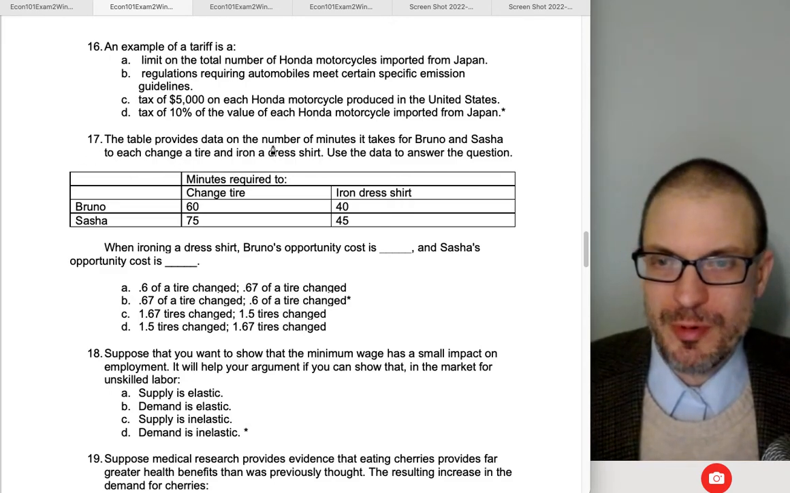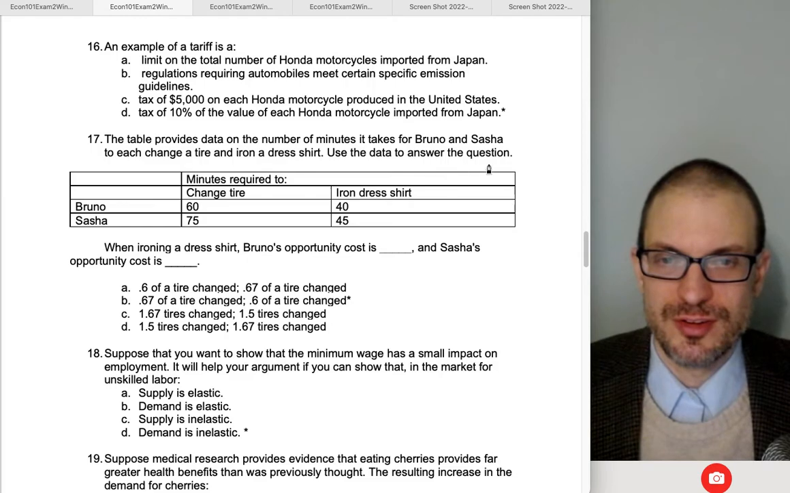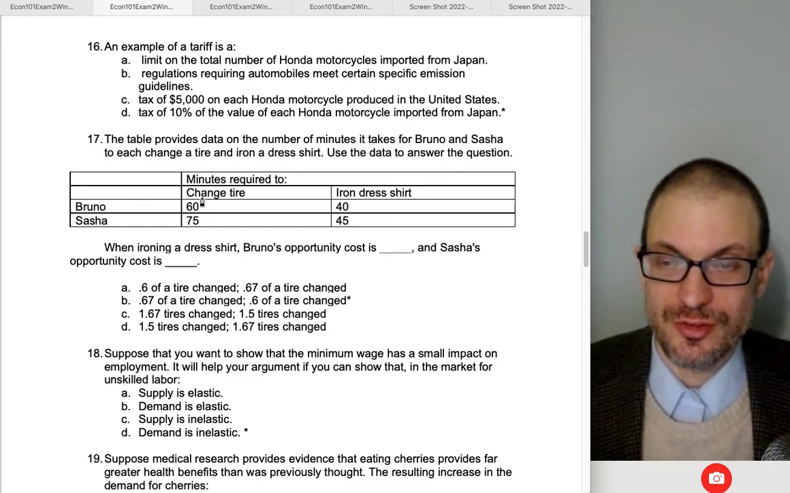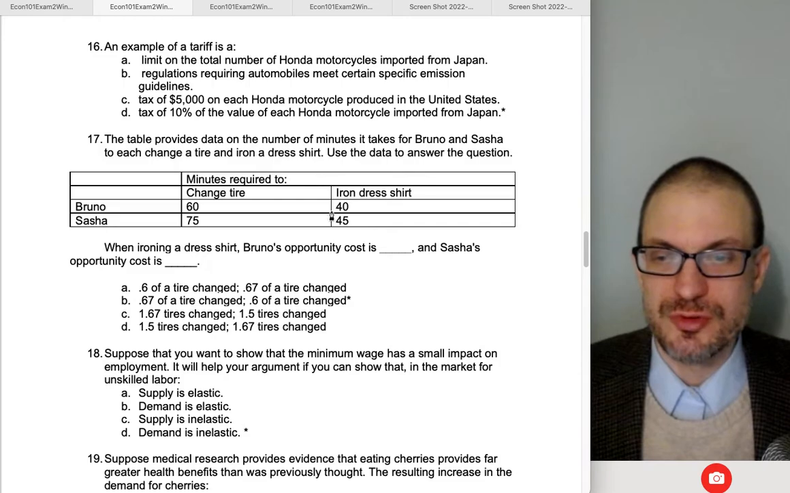All right, so the table provides data on the number of minutes it takes Bruno and Sasha to each change a tire and iron a dress shirt. Use the data to answer this question. So this is the minutes. This is their productivities. This is the time requirement to change a tire and the time requirement to change a dress shirt. If you got these reversed, probably you're thinking about these as if they're outputs, right?